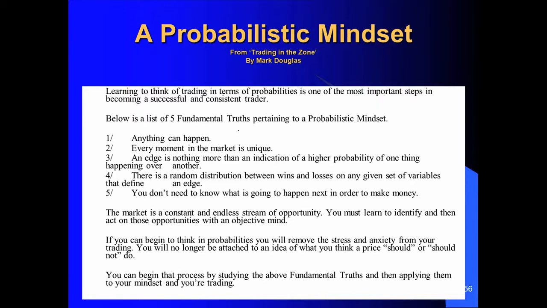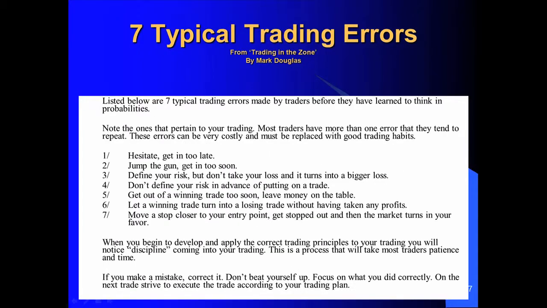The next one we have is the typical trading errors that people make. They hesitate, they don't get in right, or they jump the gun and get in too soon. Number 3 is one of the most important: they don't define their risk, and it turns out to be a really bad one. You have to define your risk in advance of putting on a trade. That's the only thing you can control in the risk-reward situation. Another error is getting out of a winning trade too soon and leaving money on the table, or letting a winning trade turn into a loss.